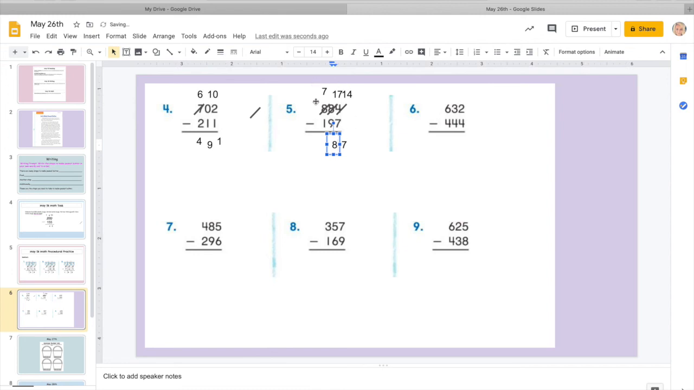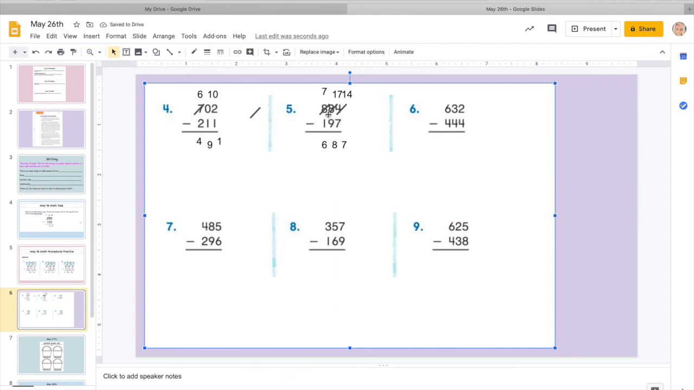And finally, moving on to that hundreds column, the third and final step, 7 minus 1. If you have 7 of something and you are taking 1 away, you are left with 6. So we know the difference of 884 minus 197 is 687. So go ahead and try the last 4 on your own. If you have any questions, do not hesitate to reach out to me and I will walk you through those steps.